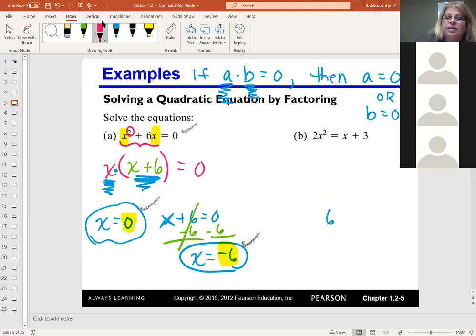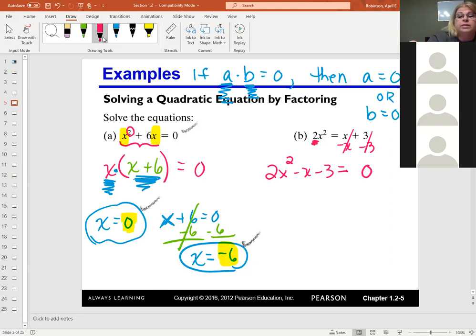This other one over here is a little more complicated. First off, it's not set equal to zero. That's a problem. So you either have to get zero on the left side or zero on the right side. And technically it doesn't matter, but in my professional opinion, it is always easier to factor or use the quadratic formula, which is coming up, when your x squared has a positive number in front of it. And right now it does. So I'm gonna leave the 2x squared on the left side, and I'm gonna subtract over the x and subtract over the 3. And then these cancel and leave me with a 0 there.